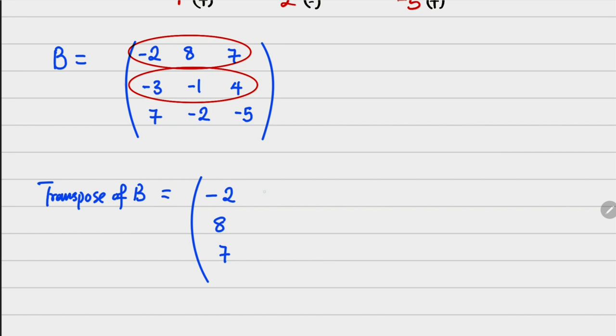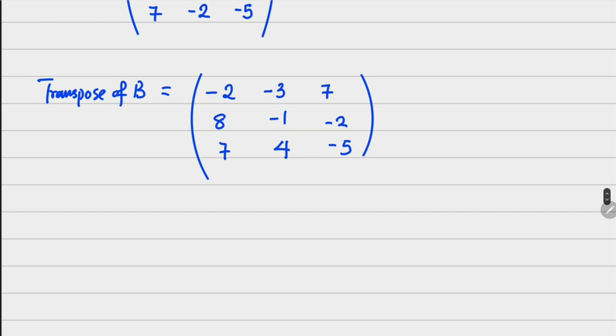Then I will continue. This is going to be minus 3, minus 1, and 4. Now picking the last one, I'm going to have 7, minus 2, and minus 5. Now I've done this. So I've gotten the transpose of B, which is actually the adjoint of A. So that is the adjoint of A. So I've gotten it. Now it means that finally I can get my inverse.